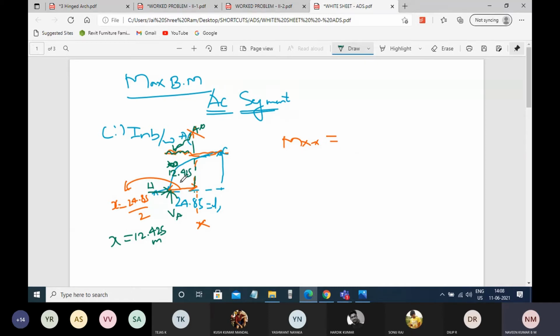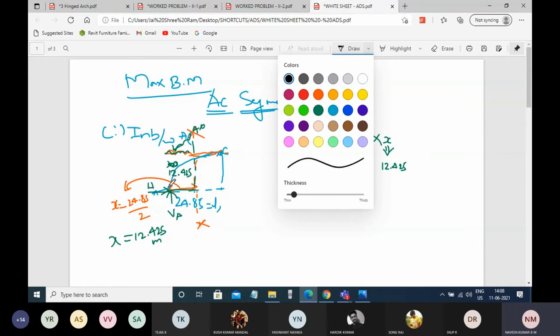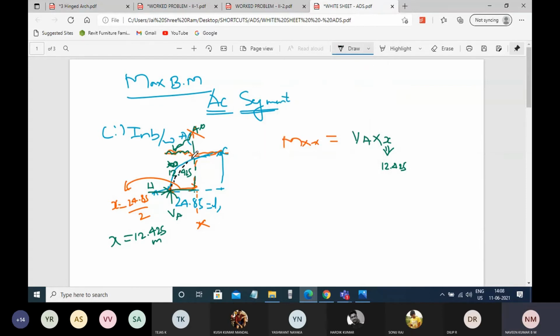Now let me calculate the moment at this particular section. VA is the force acting vertically upward. To reach section XX, you require a perpendicular distance of x, where x equals 12.425. Understood? Now check the rotation of this force towards section XX. It is clockwise, so positive. Understood? Now move to the next load.